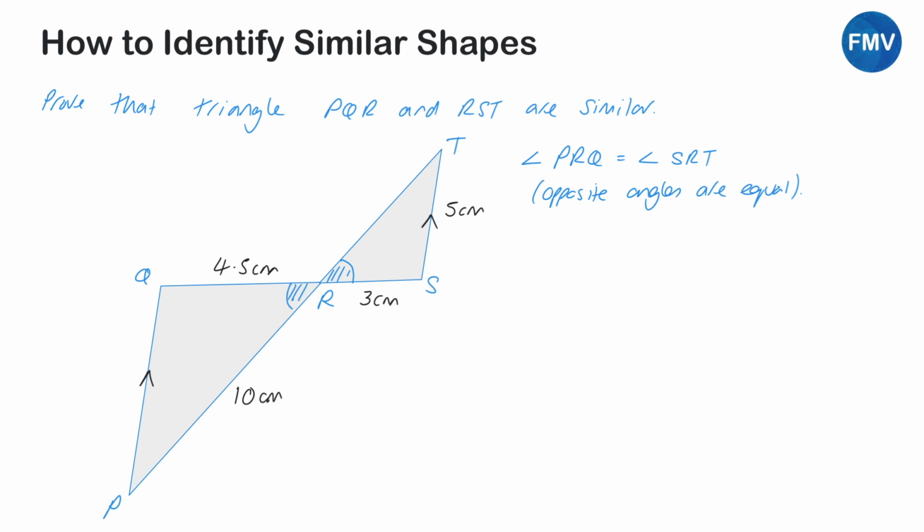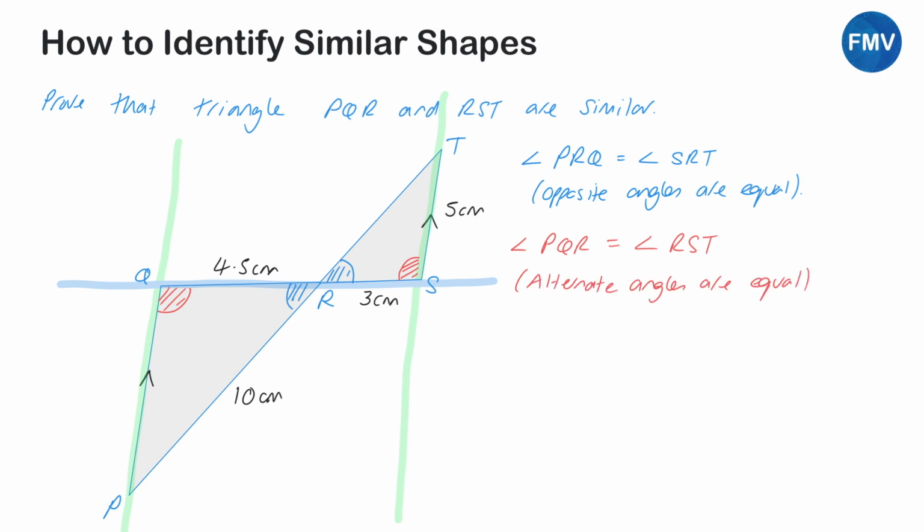So we've got a pair of parallel lines and we've got a line going through. If I just highlight this a little bit for you, you've got a line here which is parallel to this line here, and you've got a line cutting through both of them. Because of that, we know that angle RST is equal to angle PQR. That is because alternate angles are equal.